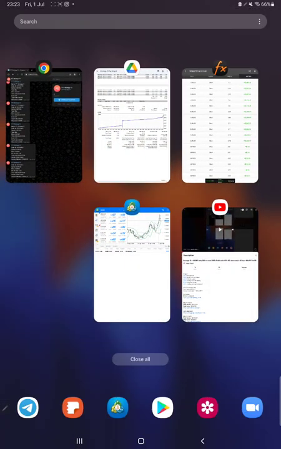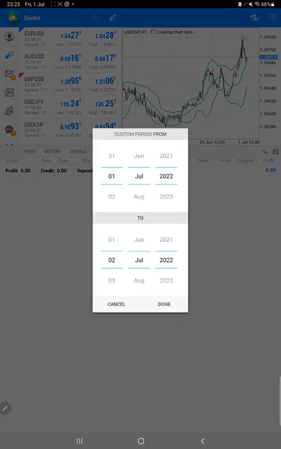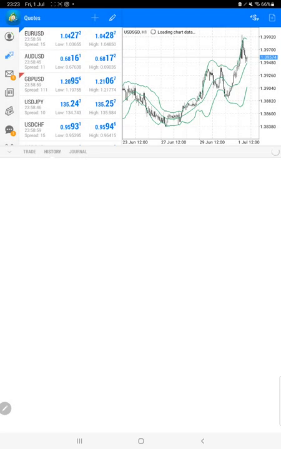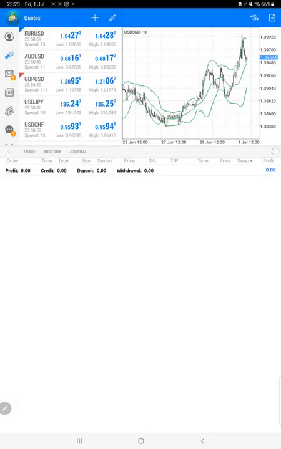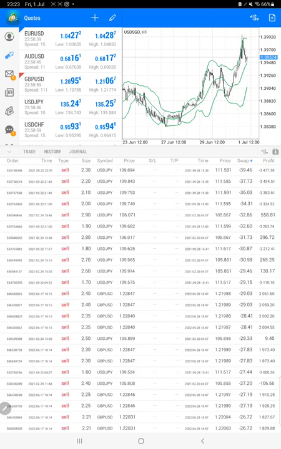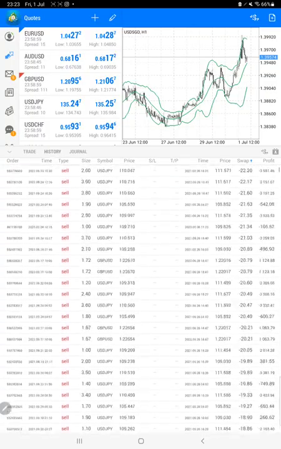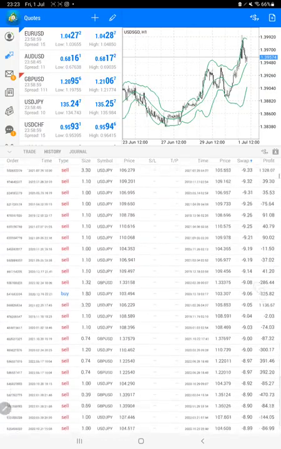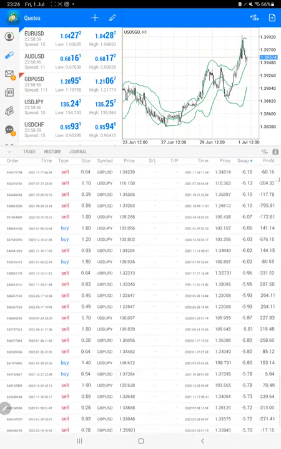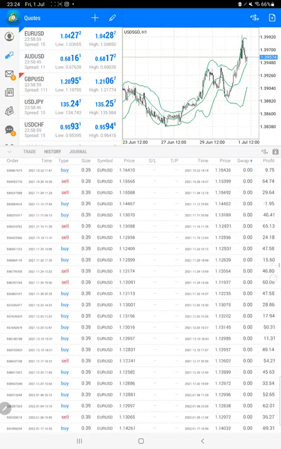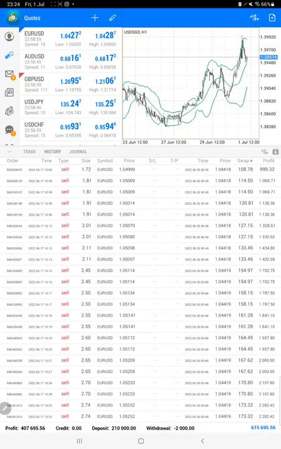After that, we have a trading account history on MT4. We just have to select a custom period, so complete history will be available. Very first and most important thing is the order ID that you can verify with the trading account statement that this is the same account. Consistently we are updating, and at the bottom we can see the total profit as well. So the total profit is $407,000.